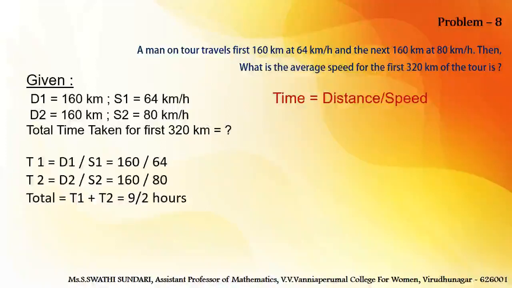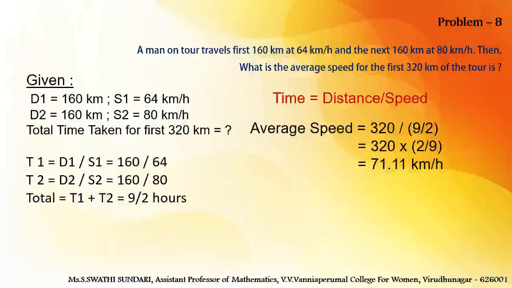So now we're gonna find the average speed value for 320 km. Now we got the time value and the distance value. So we're gonna use the formula average speed equal to 320 divided by 9 by 2 hours. So we get 320 into 2 by 9, we get 71.11 km per hour. So the average speed for 320 km of the tour is 71.11 km per hour.